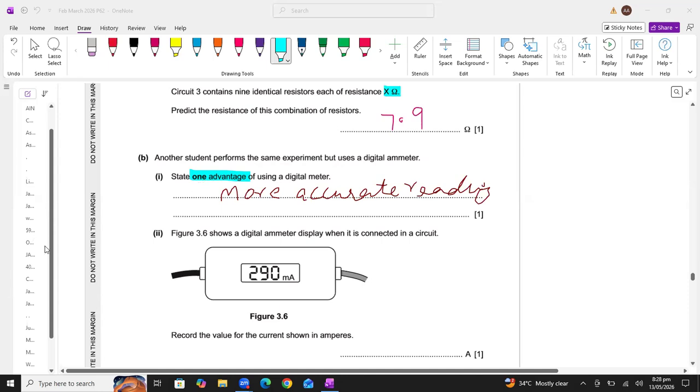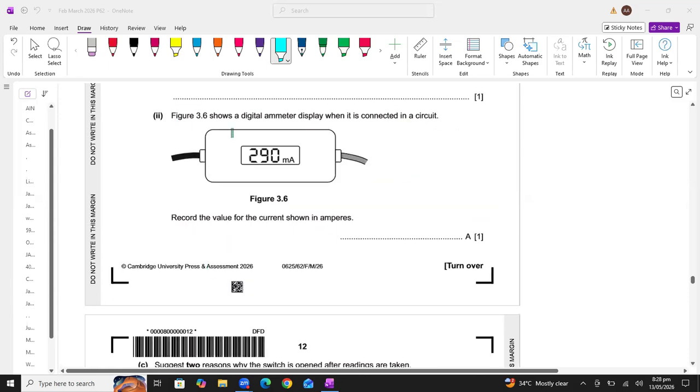All right, now I'm moving towards the next question. In the next part, Figure 3.6 shows a digital ammeter display when it is connected in a circuit. You can see this is the digital ammeter and it is giving us the reading in milliampere. The reading is 290 milliampere. Now they are saying record the value for the current shown in ampere. So we have to write the reading in ampere.